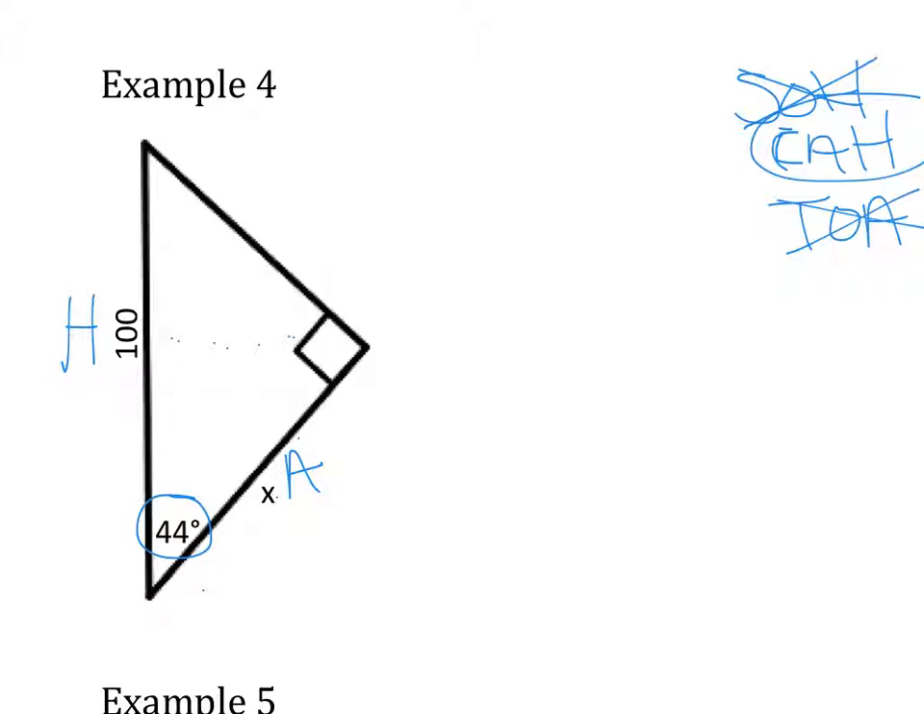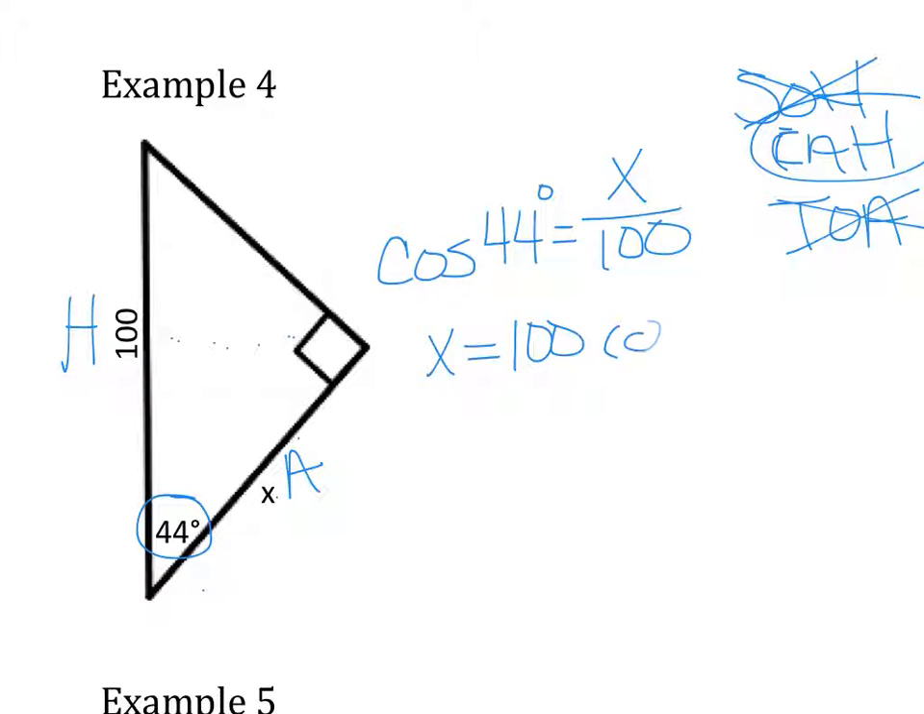So I'm going to be using CAH, which is cosine, and that's of 44 degrees, and that equals adjacent x over hypotenuse 100. In this instance, 100 multiplies over, so x would be 100 cosine of 44 degrees. When putting that in the calculator, I would get that side x is 71.934.